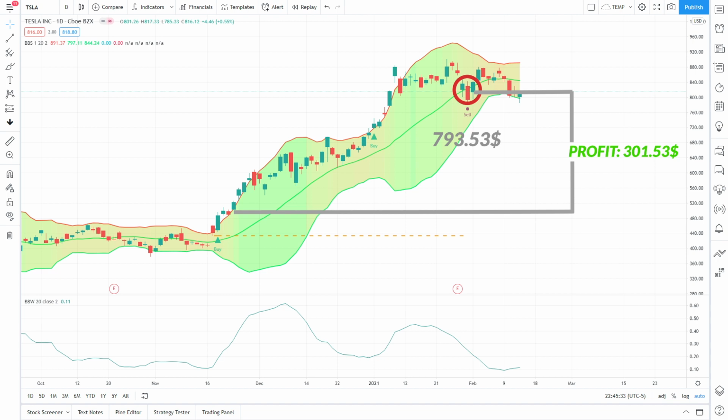Although we cannot expect to make such a significant profit in every trade that we take with this strategy, this is an excellent example of the kind of breakout move we are aiming to capture.